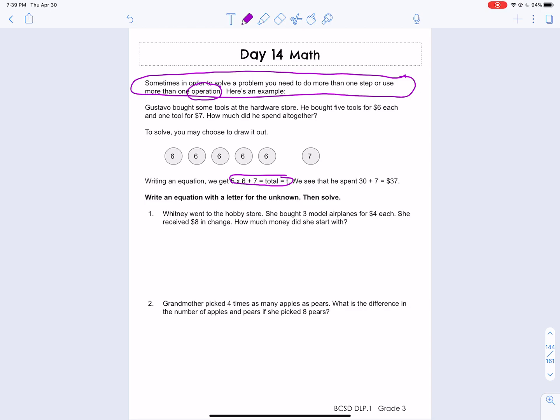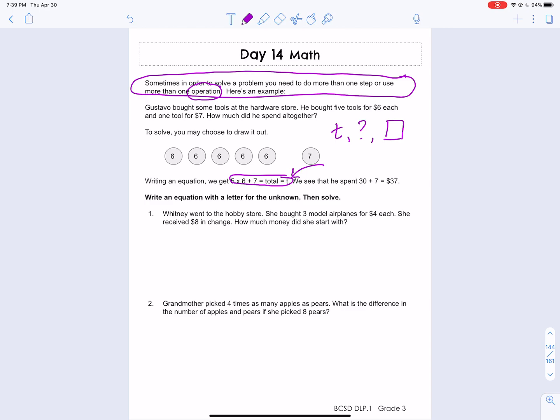Okay, now let's look at the directions. Write an equation with a letter for the unknown. Well, in this example, they used t as the unknown. The unknown sometimes is written as a letter. Sometimes it's written as a question mark. And sometimes it's just written as a box. All of those are the same thing.